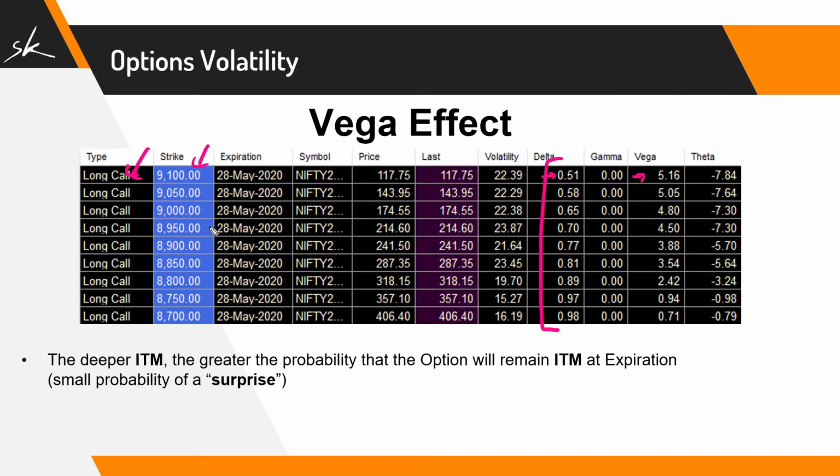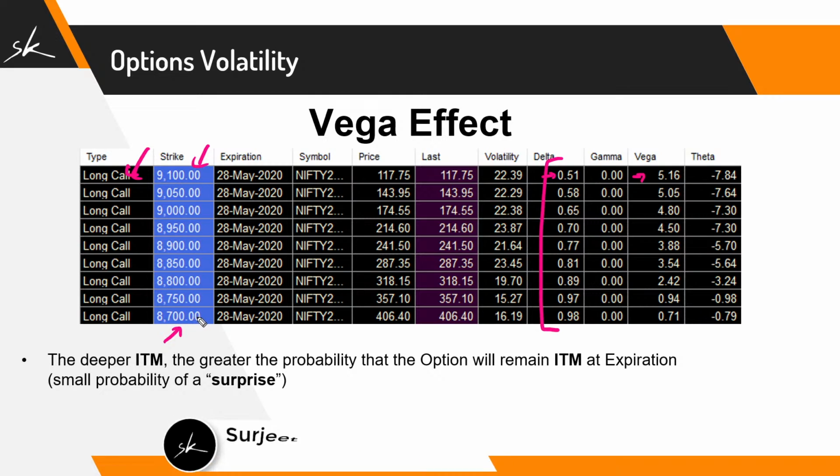But the more we start getting deep into the money, can you see the 8700 is deep into the money? Because what is the probability that from 9100 we might go to 8700 by the expiry? That probability is low.